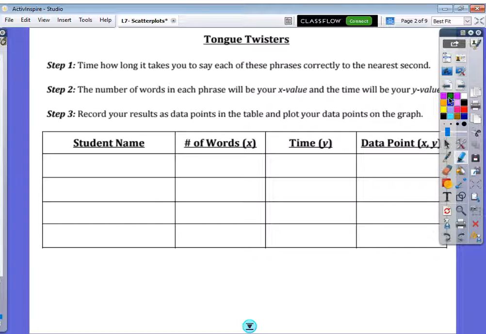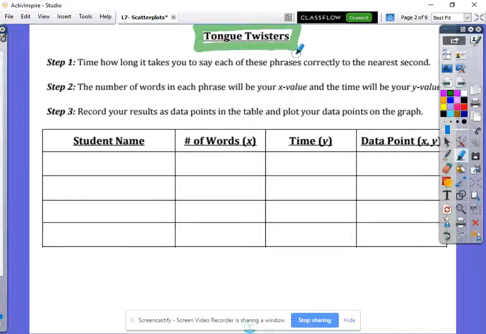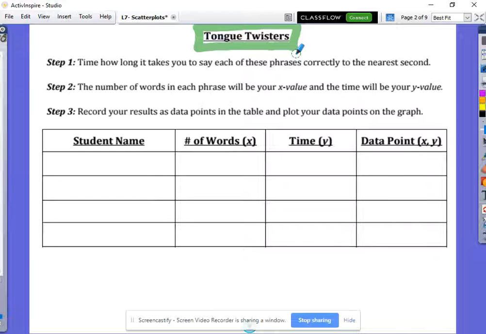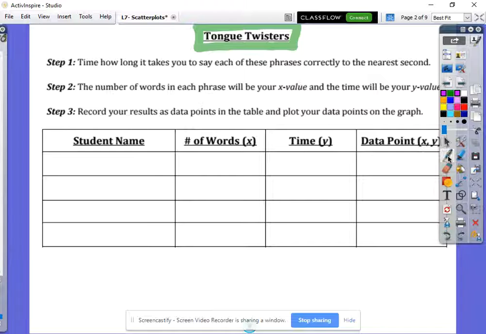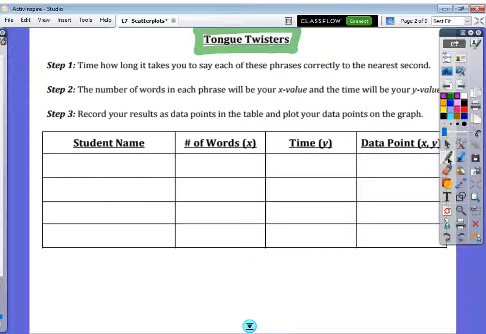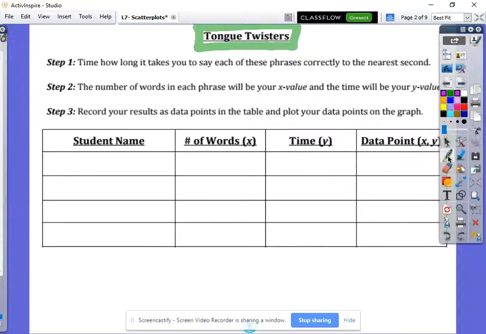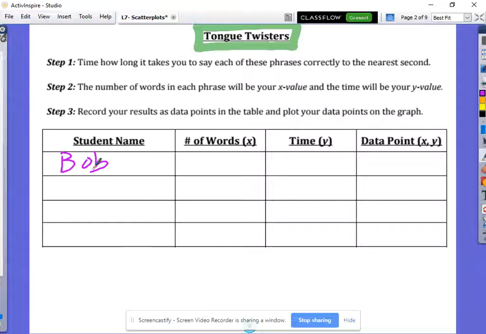The first one is called our tongue twister. So the tongue twisters are basically phrases that are difficult to say. And what you're going to do is you're going to work in groups of three or four, and you're going to record each other's time in seconds, the number of words that are in the tongue twister, and the number of seconds it takes. So let's just say that my friend Bob is doing this first one, and let's say that our first tongue twister has about 11 words in it, and you'll see the tongue twisters are going to be provided for you. So you'll see how many words are in each one.